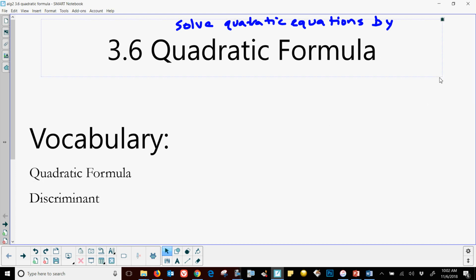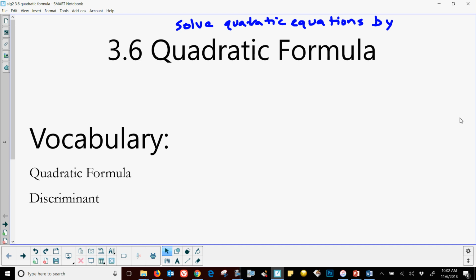All right, so welcome to 3.6, quadratic formula. This is the best lesson because if none of the other stuff made sense and you're asked to solve a quadratic, if you know the quadratic formula and how it works, you're guaranteed to get it right. You may be doing it the longer way, but this works every single time.